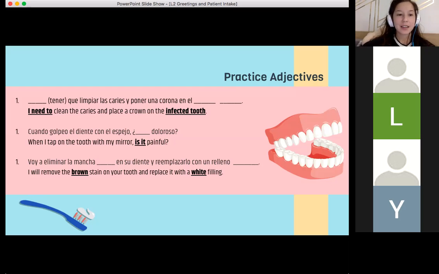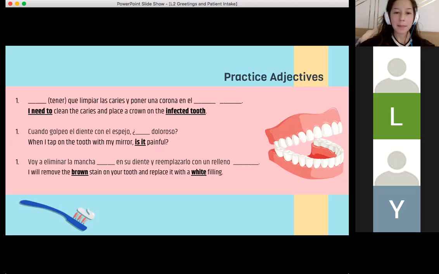Yeah, it is. So let's break down the sentence because it's a little long. Voy a eliminar la mancha morena en su diente y reemplazarlo con un relleno blanco. So voy a is, again, I'm going to do something. And then the second verb, eliminar, is not conjugated. That's basically saying I'm going to eliminate. And then la mancha is stain. And then brown, morena, would come after as the adjective. And then en su diente would be on your tooth.